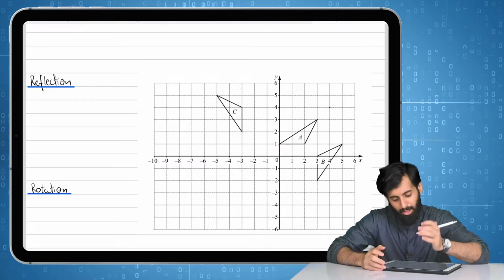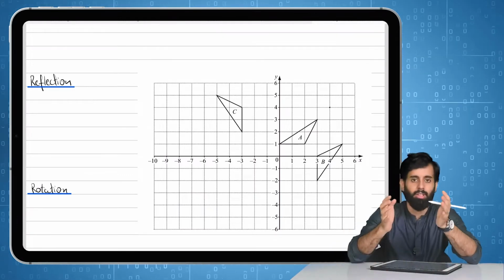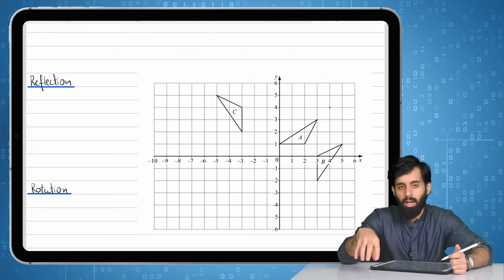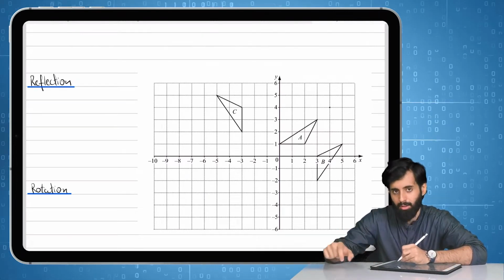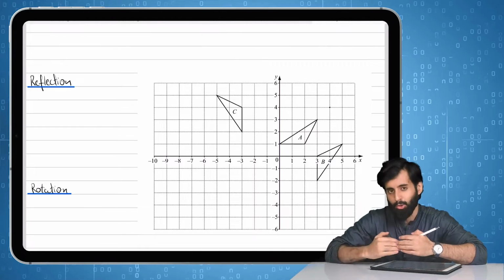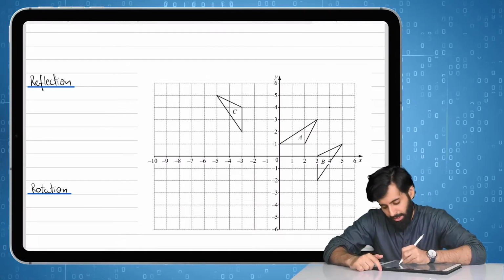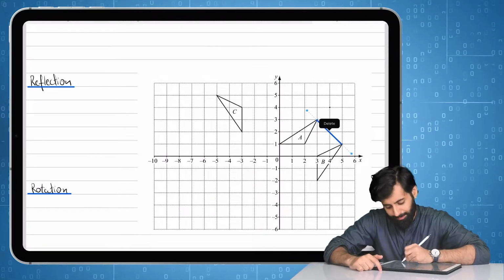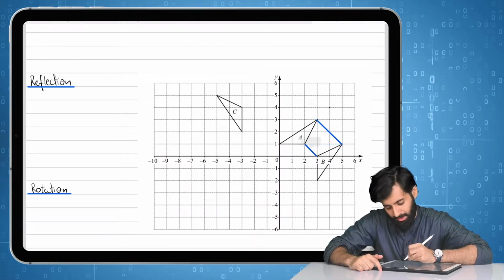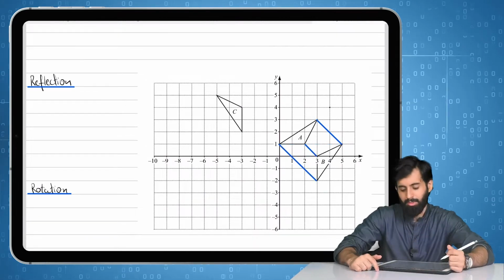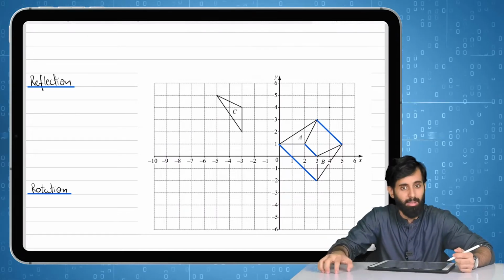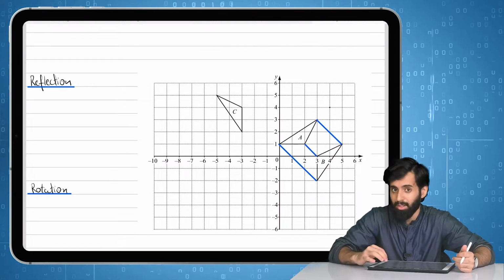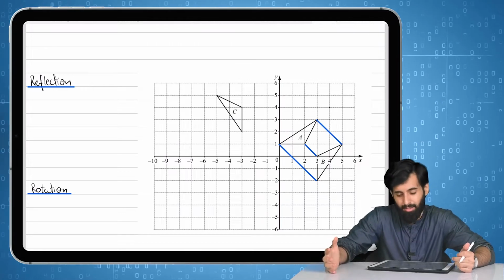So let's talk about A and B first. Here's what you've got to do. Whenever you have to distinguish between reflection and rotation, you take every point on the object and you join it with its corresponding image. That means if I join this with this, and this with this, and this with this. There are two things that can happen. The lines could be parallel, or they could meet at a certain point. If they are parallel, which they are over here, that means it's definitely a reflection.